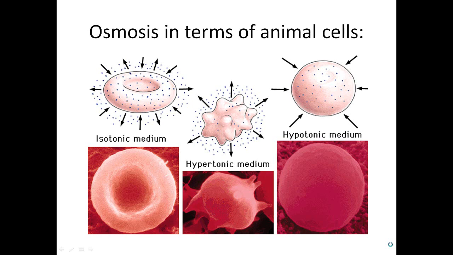If your cells are in hypertonic solutions where there's more stuff outside than there is inside your cells, water's going to leave and actually shrivel your cells. So this is a red blood cell that is shriveling.